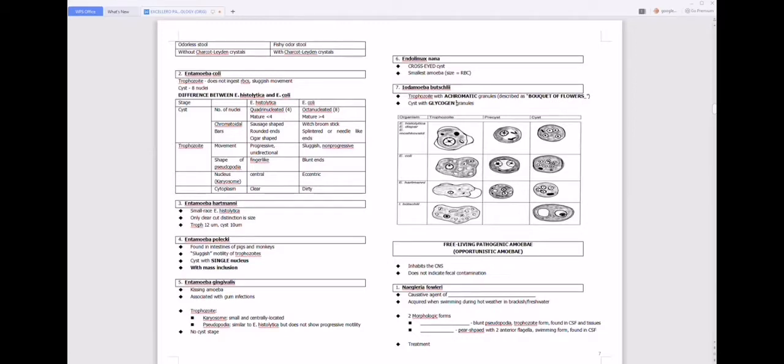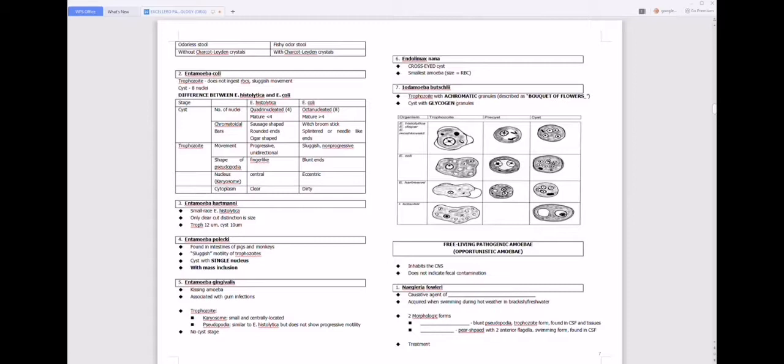Diba? E. histolytica, dispar, and Moshkovsky, they are morphologically indistinguishable. So same sila ng trophozoite and cyst. So diba quadrinucleated cyst. For E. coli, 8 nuclei in their cyst.